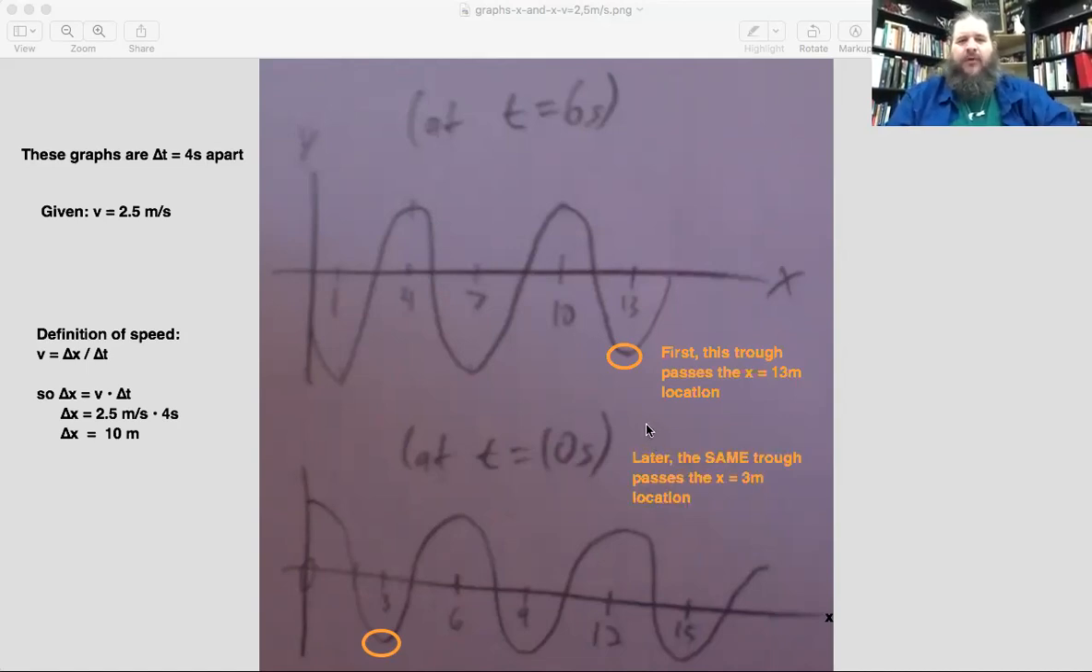And specifically 4 seconds later, because we know that in 4 seconds, that trough has to travel 10 meters. We don't know in advance which direction it's traveling, but we now know that if it starts at 13 meters and 4 seconds later reaches 3 meters, which direction has it traveled?